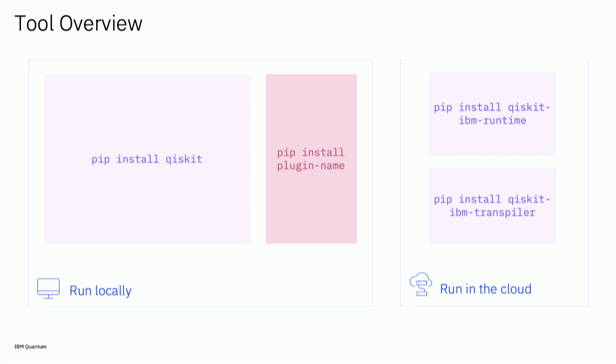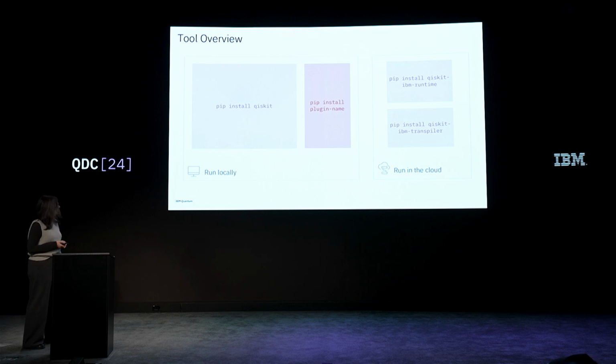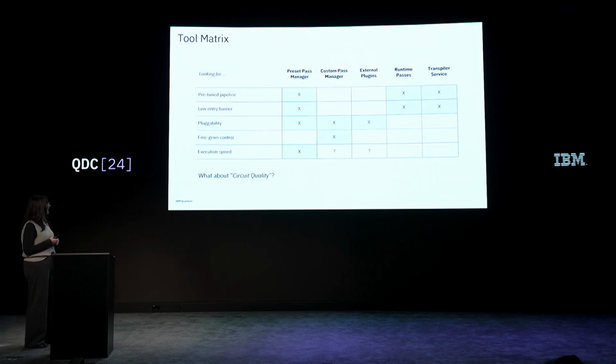So this is how you install them. They all belong to different packages. The purple ones are the ones that are managed by us, and the red ones would be external plugins that anyone could contribute to, especially you, now that you're here and you're experts in the transpiler after an hour and a half.